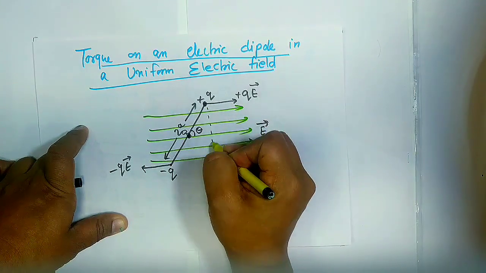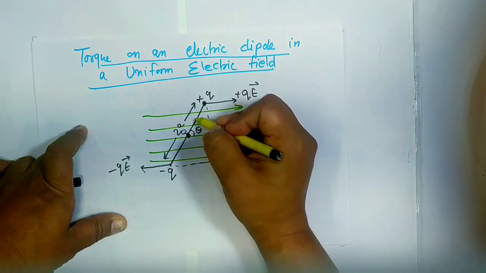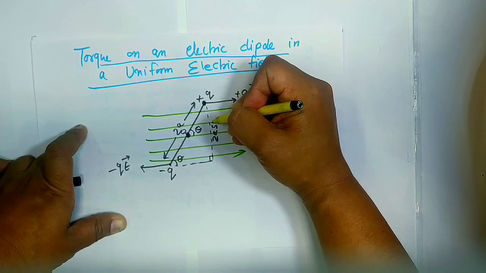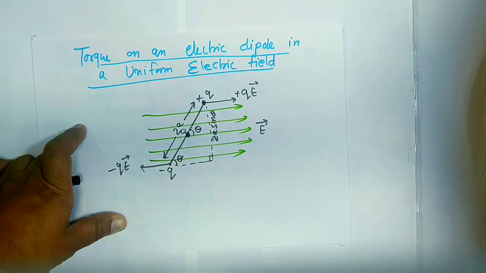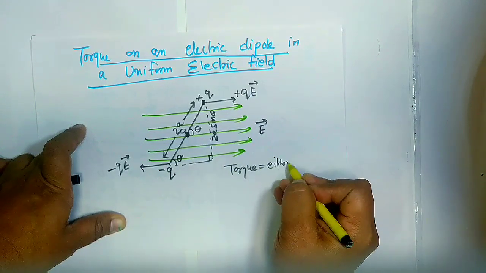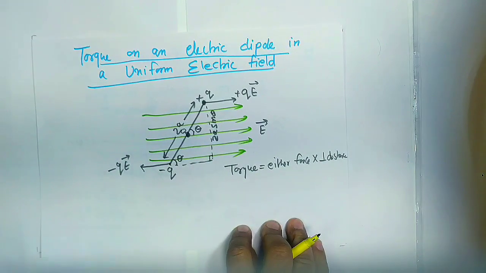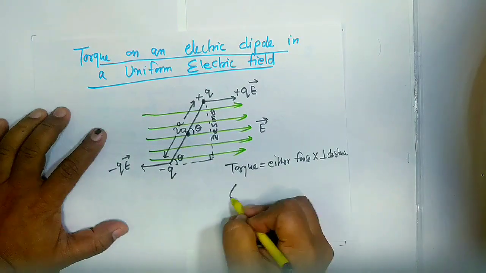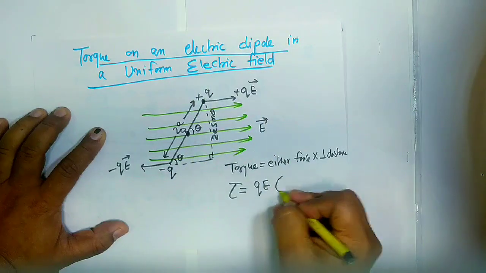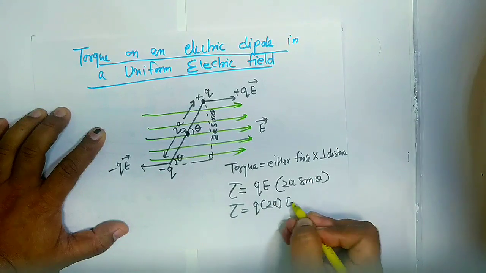And then we draw a perpendicular from here and just join it. It's 90 degrees. And this is 2a. So this is theta. This will also be theta. Why? Because of corresponding angles. And this length will be 2a sine theta. So how do we calculate torque? Torque, I think all of you know, is force into perpendicular distance. In 11th you have gone through this topic, torque. And what is the force? QE. What is the perpendicular distance? This one, 2a sine theta. So torque will be Q into 2a E sine theta.